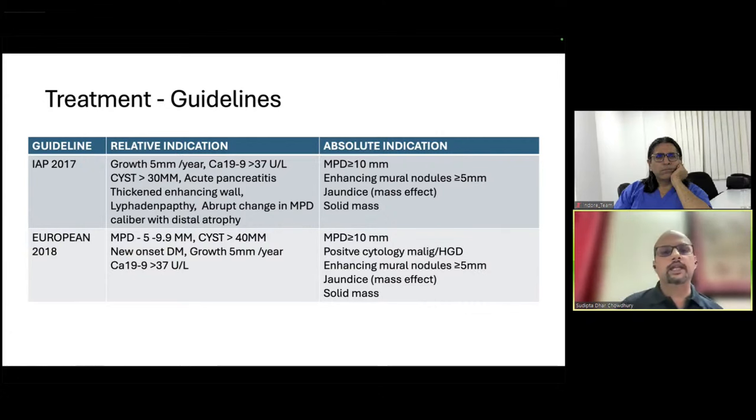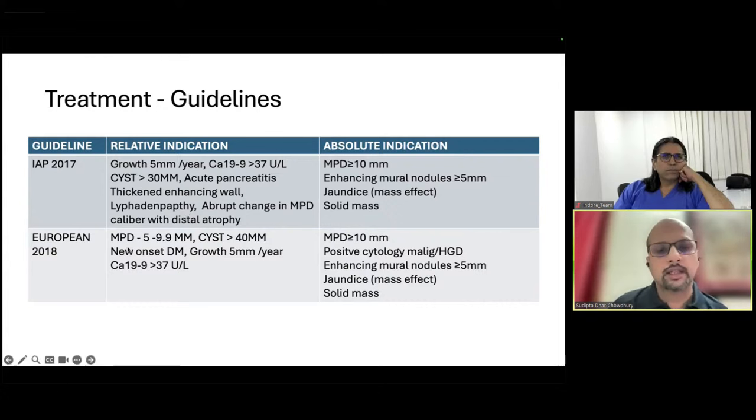However, there is a variability when there is a relative indication for surgery. The relative indications include when there's a growth of 5 millimeters per year, if the cyst is more than 3 centimeters, if there's a background history of acute pancreatitis, thickened enhancing wall, lymphadenopathy, or abrupt change in MPD caliber, as was the original worrisome features. So these are relative indications for treatment.